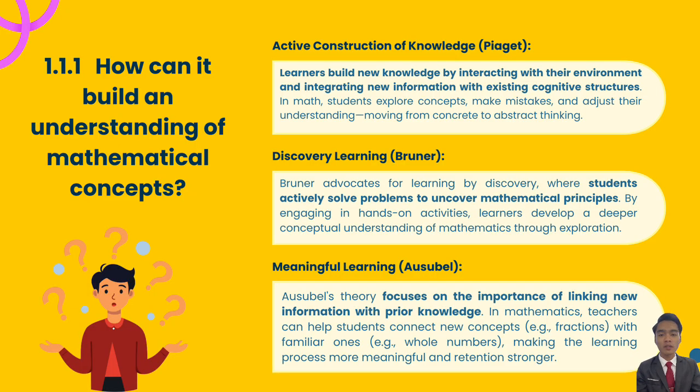How can cognitive learning theory build an understanding of mathematical concepts? The first one, active construction of knowledge, by Jean Piaget. Jean Piaget said that learners build new knowledge by interacting with their environment and integrating new information with existing cognitive structures. In mathematics education, students explore concepts, make mistakes, and adjust their understanding. They're moving from concrete to abstract thinking.